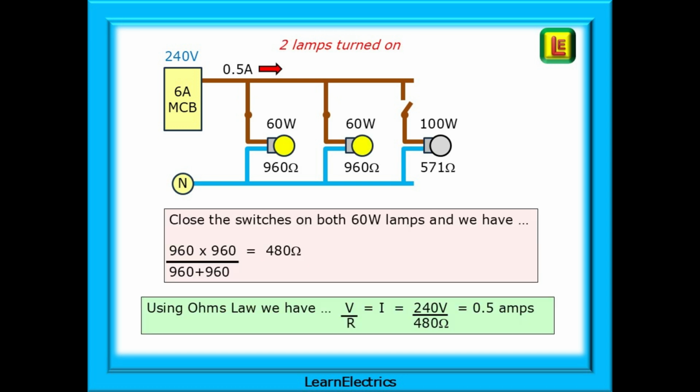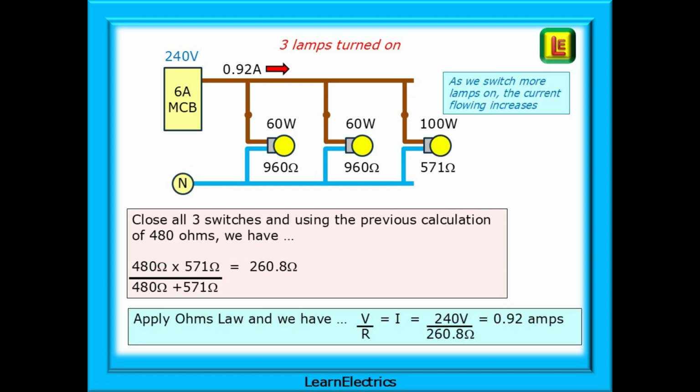If we close the switches for the two 60 watt lamps, current will flow. We can calculate the effective resistance or impedance of the two lamps in parallel as 480 ohms. Using Ohm's law, we can now calculate the current that will flow with the two lamps turned on, and this is 0.5 amps total, half an amp. As we switch more lamps on, then the current flowing will increase.